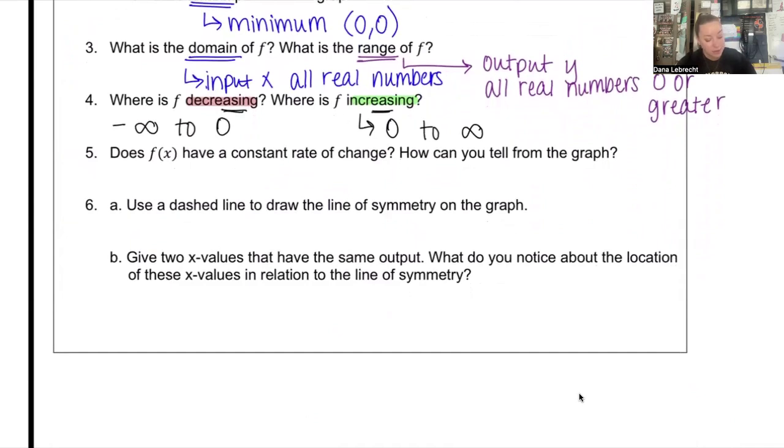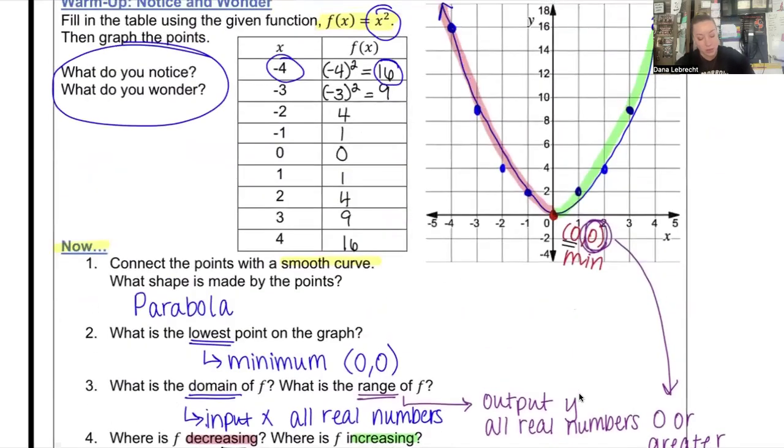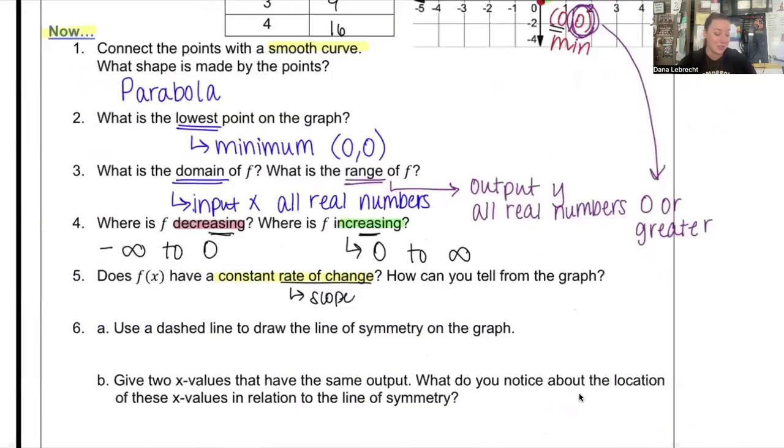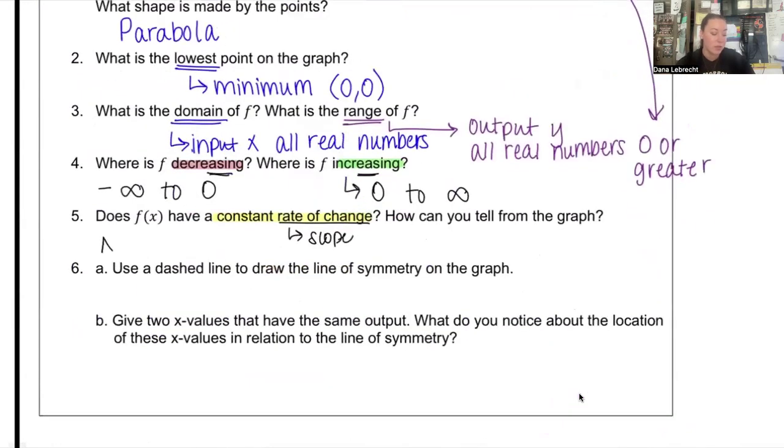Number 5, does f of x have a constant rate of change? Remember, another word for rate of change is slope. We saw slope back in Unit 2 when we were graphing our linear equations. So here, does our slope between these 2 points look the same as it is between these 2 points? Those lines are at different steepnesses, if that's a word. It's really steep here and then not as steep here. So this is not a constant rate of change. So we would say no.